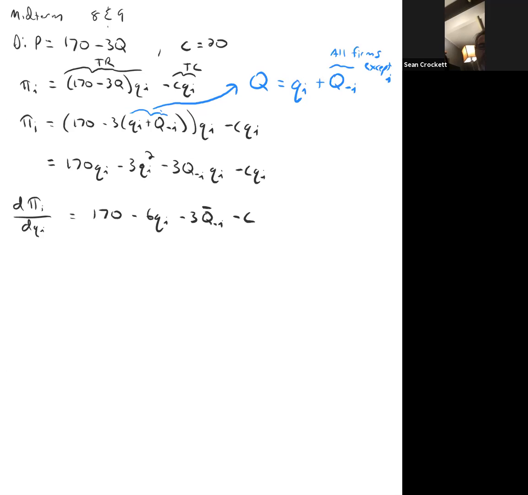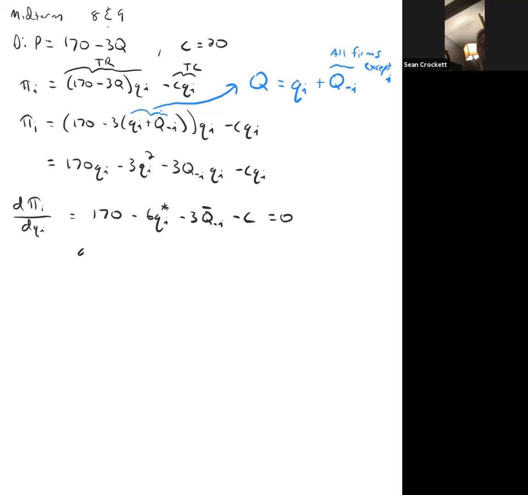If we take the second derivative, it's going to equal -6. And so we know that this profit function is concave. So we can take the first derivative, set it equal to 0, and that gives us our optimal quantity. And so our optimal quantity, 6qi, is going to equal the left-hand side of the equation. I'm going to add 6qi to both sides, and then I'll divide by 6.